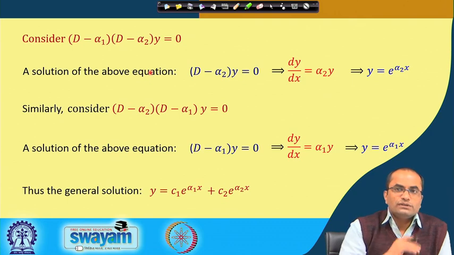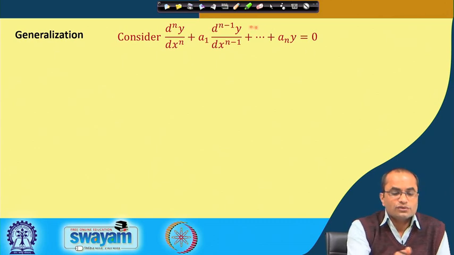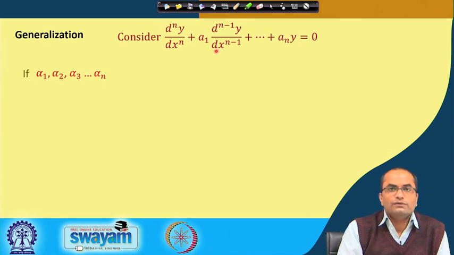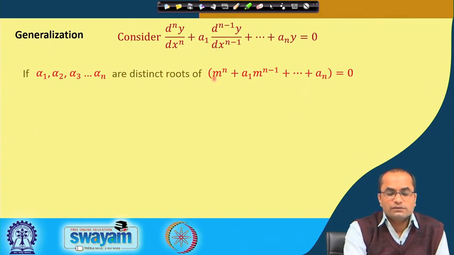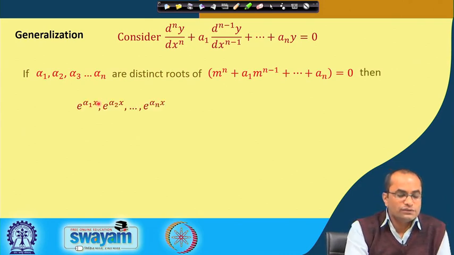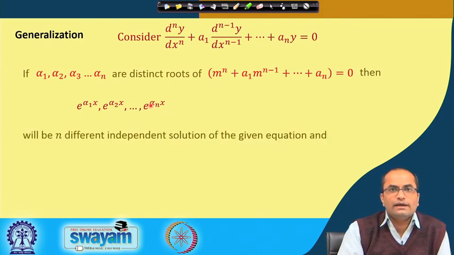So, first getting back to the distinct roots. When we have distinct roots, we can also generalize this. If we have an nth order differential equation, and alpha 1, alpha 2, alpha 3, up to alpha n are the distinct roots of the so called auxiliary equation, which comes exactly from this equation by replacing the operator D by m, then we can write down the solution as these n linearly independent solutions: e power alpha 1 x, e power alpha 2 x, and so on up to e power alpha n x.